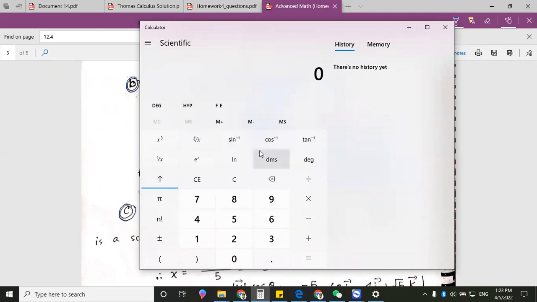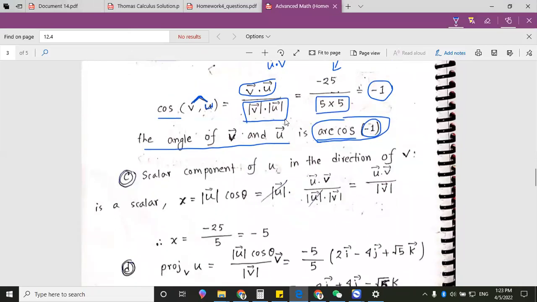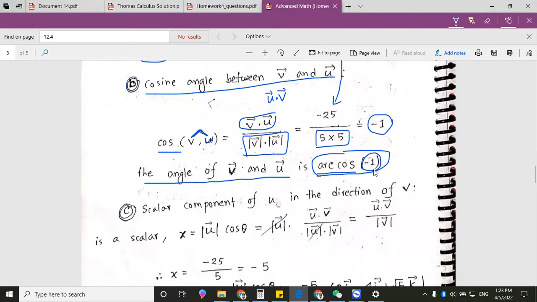I have to use a scientific calculator. Okay, cos inverse minus 1. So you don't need to find the answer, like this is the answer. Okay, arc cosine minus 1.